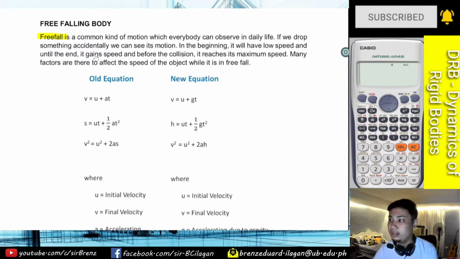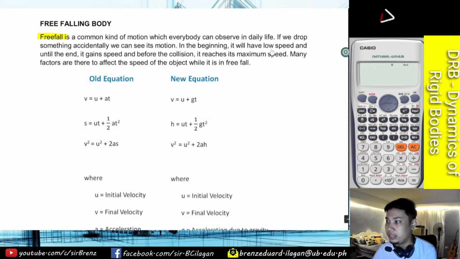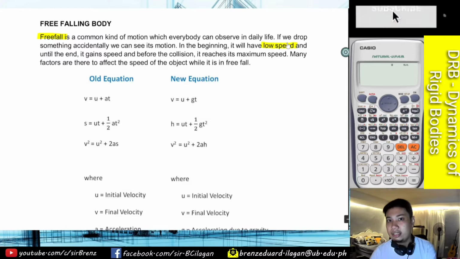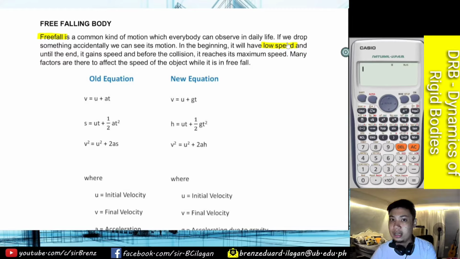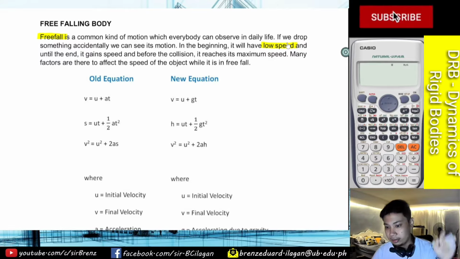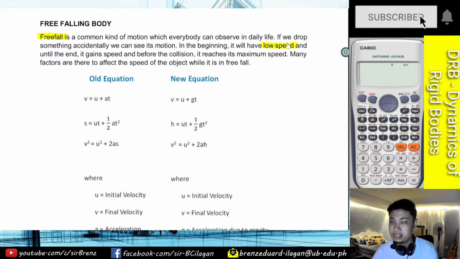In the beginning, it will have low speed. So usually guys, ang mga cases dito is yung you drop a ball, drop a stone. So the initial velocity for that, tandaan nyo, kapag sinabing drop, it will start at 0 velocity. Pero there are some cases naman na may initial speed yung velocity niya or yung object niya.